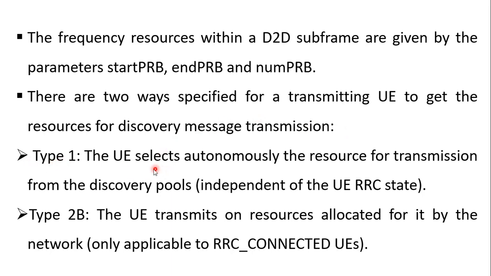Type 1: the user interface selects autonomously the resource for transmission from the discovery pool, independent of the UE RRC state. Type 2B: the user interface transmits on resources allocated for it by the network, only applicable for RRC connected. These are the two ways specified for the user interface to get the resource for discovery message transmission.